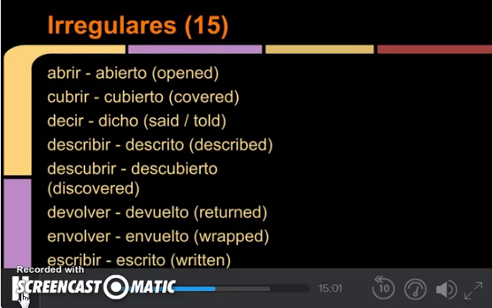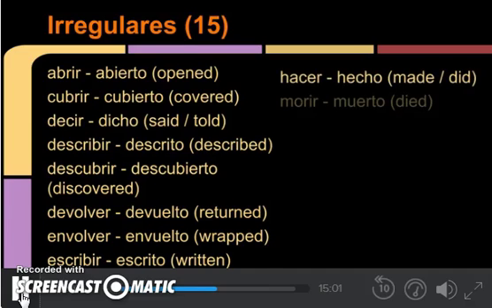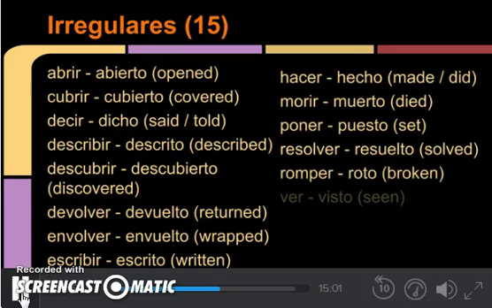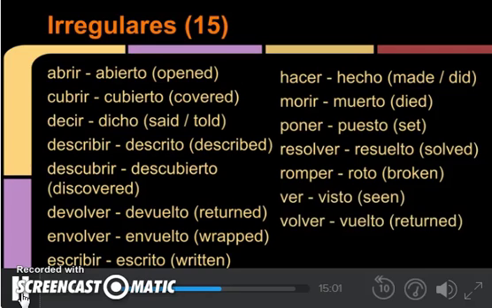That's not one that usually raises a red flag when we go to use that verb, but with the past participle we do. Hacer becomes hecho, made or did. Morir, muerto, died. Poner, puesto, set. Resolver, resuelto, solved. Romper, roto, broken. And ver, visto, seen. Oh, wait, there's another one, sorry. Volver, vuelto, returned.